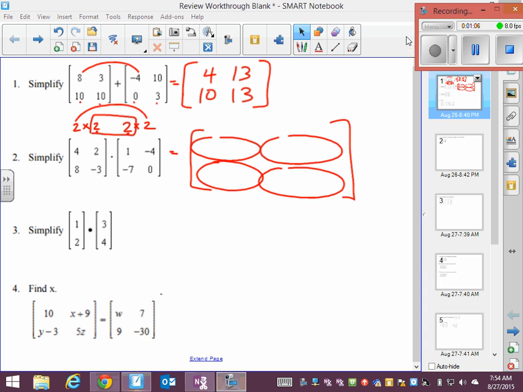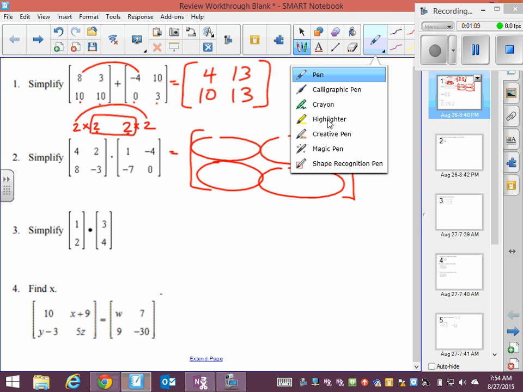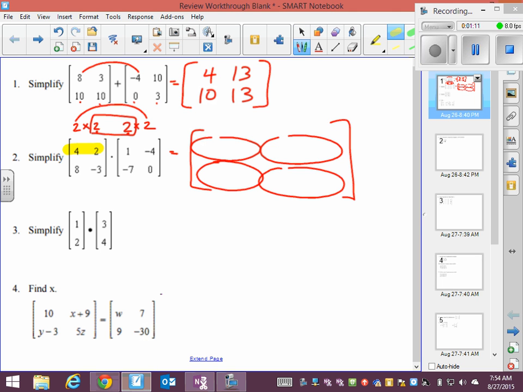So what I have to do is multiply rows by columns. Rows times columns, and I'm going to multiply each individual piece, the first piece and then the second piece. So basically what you do is take this 4 times this 1, get 4, and you're going to add this 2 times this negative 7. That's how it works. Okay? So 2 times negative 7 is negative 14. All right, that is your first row, first column entry, the 1, 1 element.